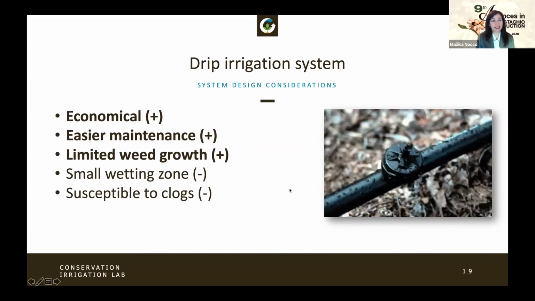So in a drip irrigation system, it is economical. The maintenance can be easier, and you have limited weed growth just because of the wetting zone. So this is the drawback: the wetting zone is a little bit smaller, and it can be susceptible to clogs just based on the design of the system.